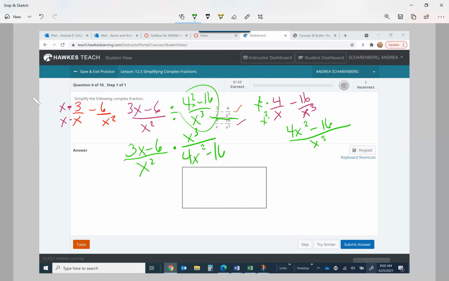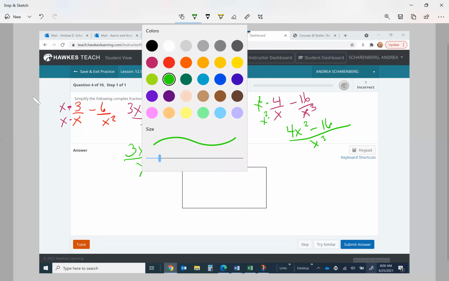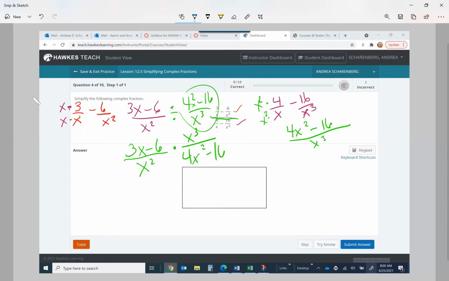Okay, now it's time to see if we can cancel anything. Basically, this is x times x down here, so there's 2 x's down here, there's 3 x's up here. This is going to leave 1 x, because x squared goes in here 2 times, x squared goes into here once, and x squared goes into here, leaving an x.